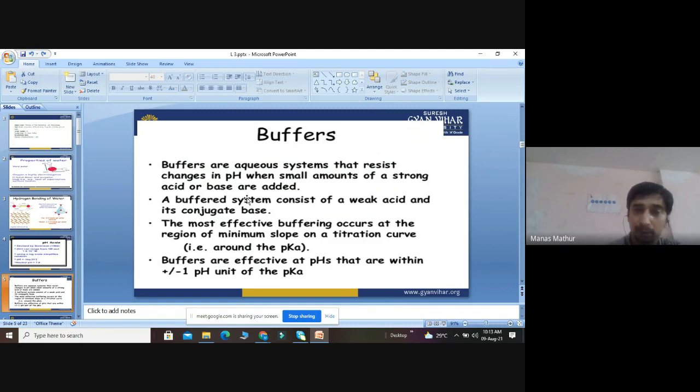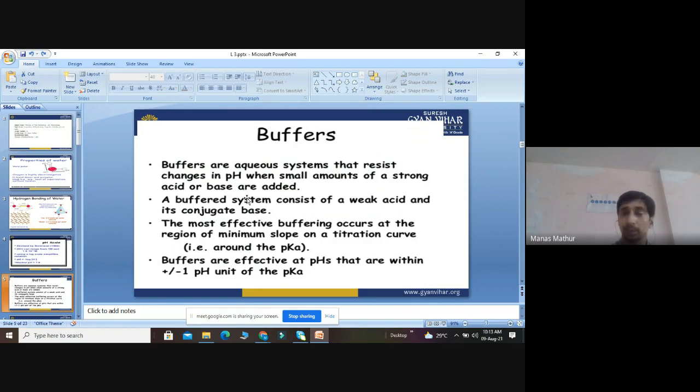So it can resist all kinds of changes in the pH in our body. The buffers are aqueous systems that resist changes in the pH when small amounts of strong acid or base are added. So we have to be very careful when we add strong acid or strong base. We have to make a buffer solution. For example, sodium carbonate, sodium bicarbonate. There are a lot of buffer solutions in our body.